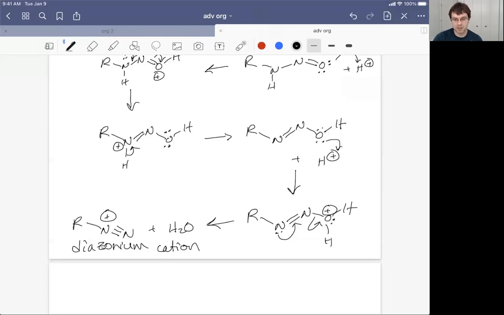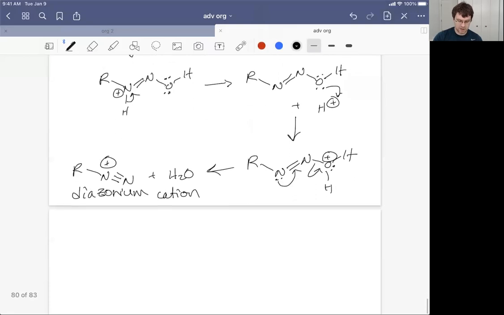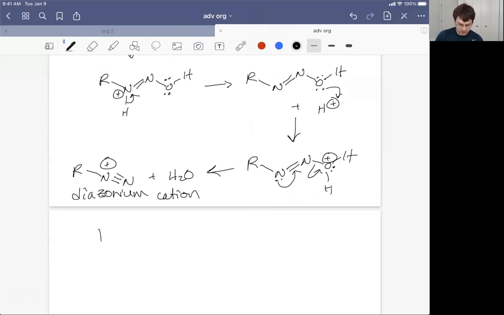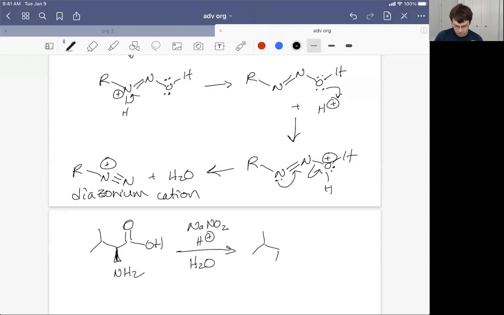Now, one of my favorite reactions, and then we'll call this lecture good, is the conversion of an amino acid. I just really like amino acids. You take an amino acid and treat it with sodium nitrite and H+, probably from sulfuric acid. And you can do this in water, and you actually form and replace the nitrogen, which, if you can see these conditions, we're going to form the exact same diazonium cation that we were forming in the Sandmeyer reaction.